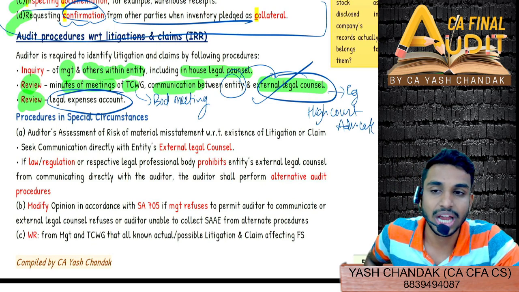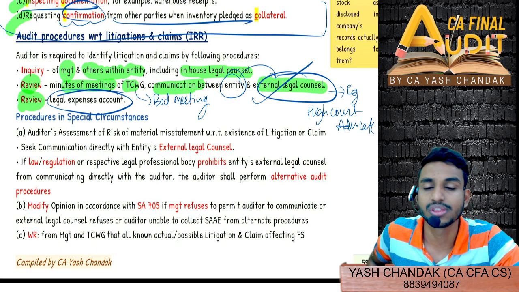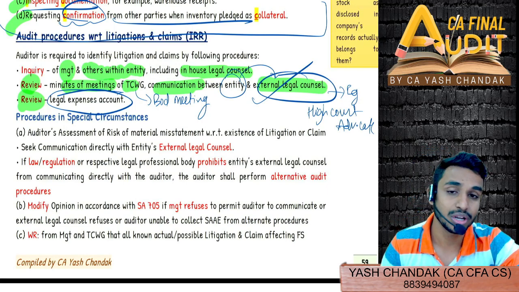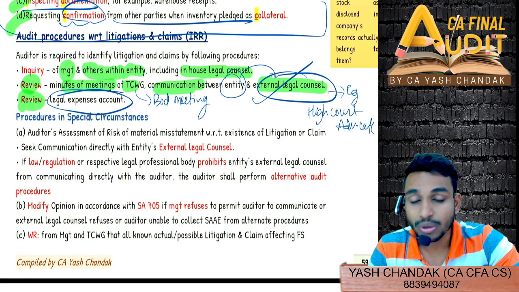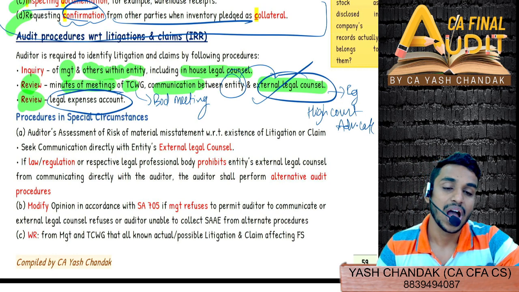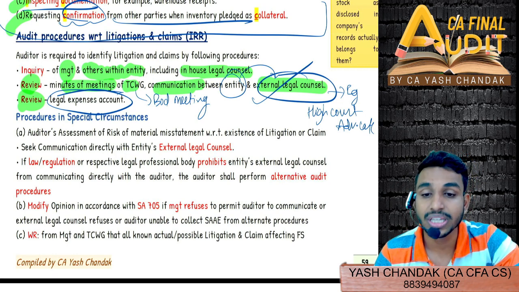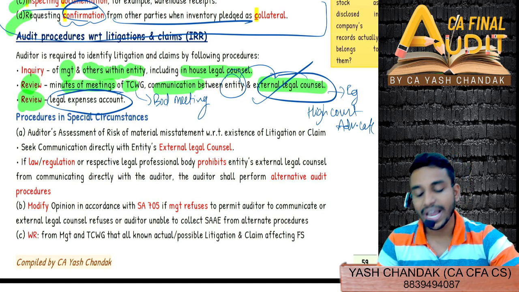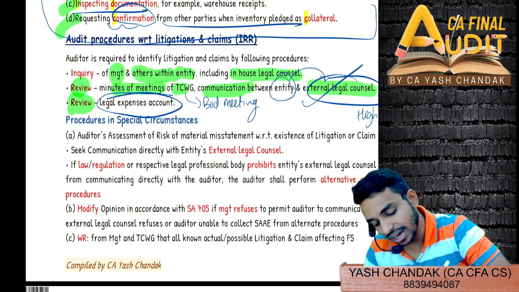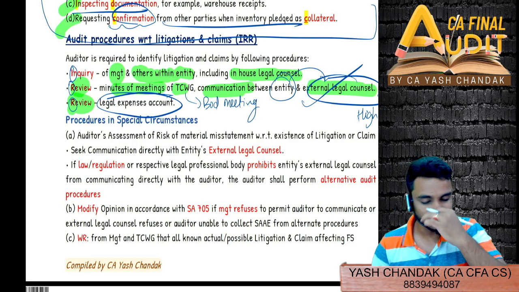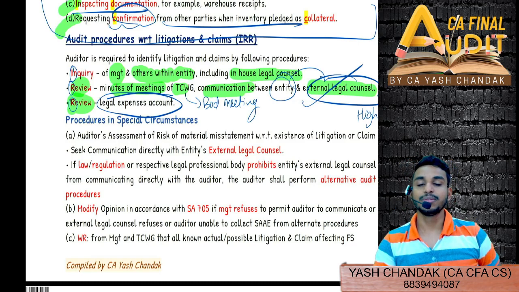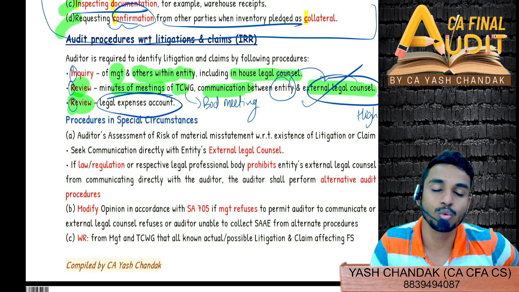They charge 1 lakh. High court advocates and Supreme Court advocates charge even higher. So you can just review the legal expense account. How is it performing? Is it fluctuating from the previous year or not? So IRR, what are we going to perform? IRR, you used to perform in SFM. Similarly, we are going to perform IRR two times.